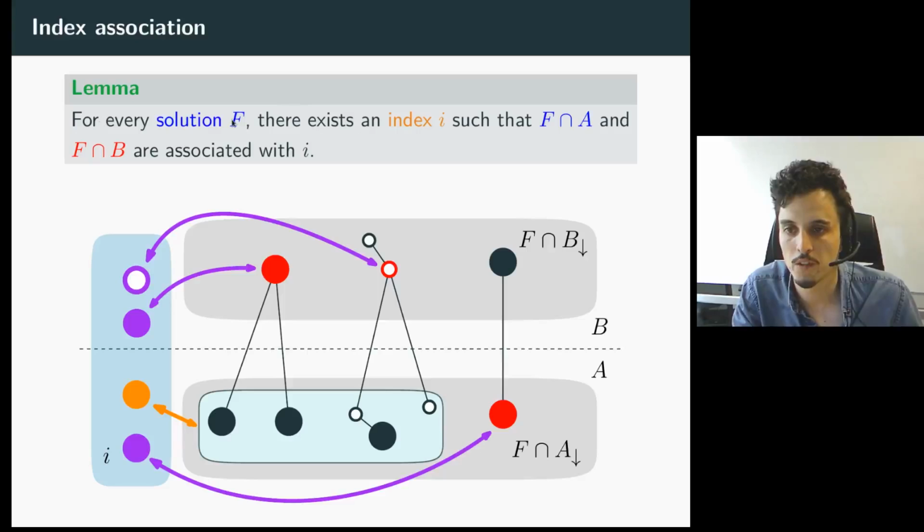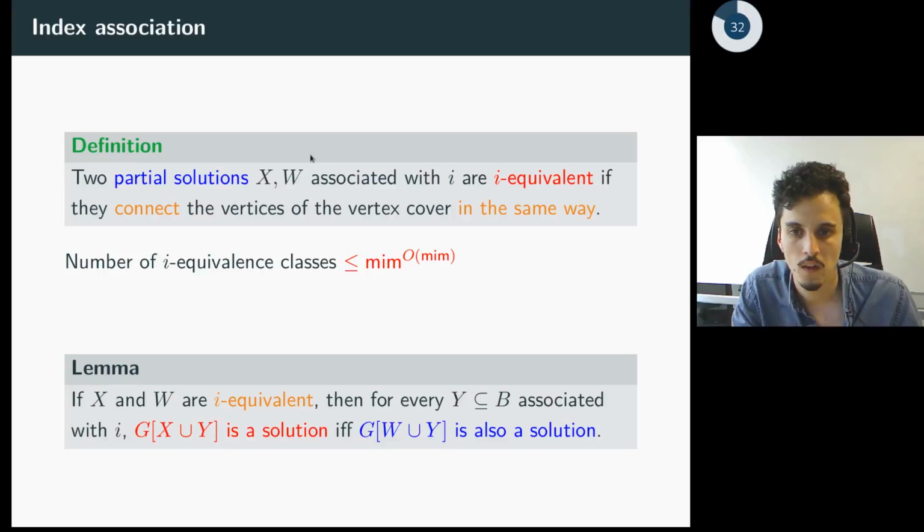So we prove that for every solution, there exists an index such that the part of this solution in A and the part of this solution in B are associated with I. So every solution is associated with at least one index. And this is very useful because now we can define this equivalence relation.